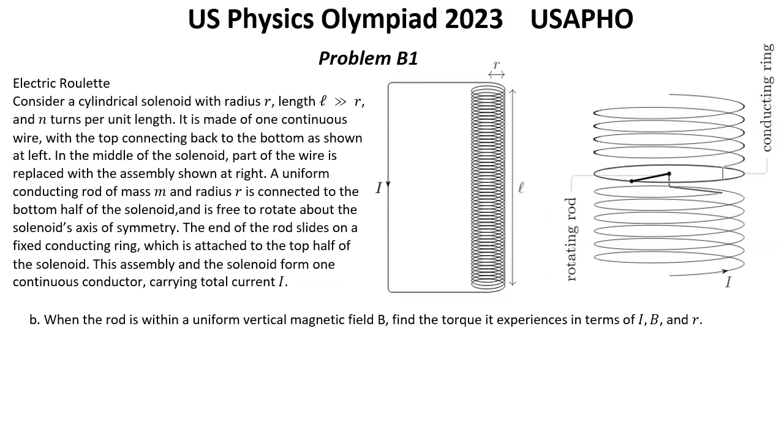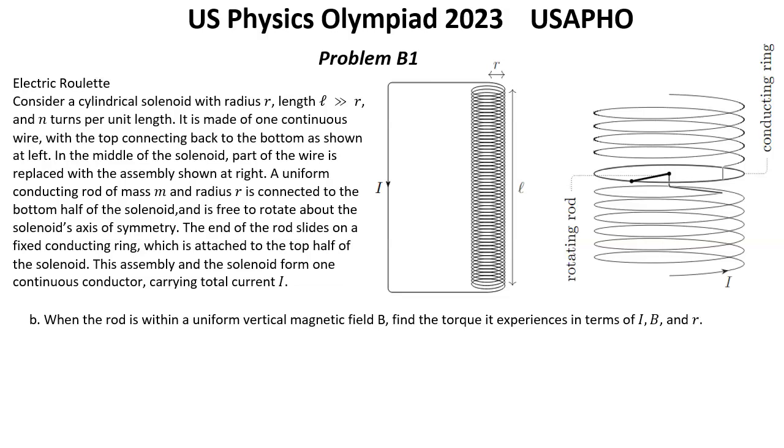Part B. When the rod is within a uniform vertical magnetic field B, find the torque it experiences in terms of I, B, and R. Solution. The torque is due to the Lorentz force on the current as it travels radially outward from the center of the disk towards its edge.